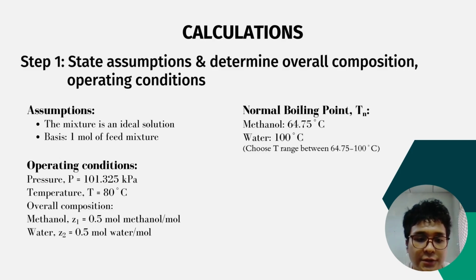The operating conditions start with the pressure equal to 101.325 kilopascal, which is the atmospheric pressure, while the temperature is equal to 80 degrees Celsius, which is in the temperature range between the normal boiling points of both methanol and water. The overall composition for the methanol, z1, is equal to 0.5 mole methanol per mole, while for the water, z2 is 0.5 mole water per mole.